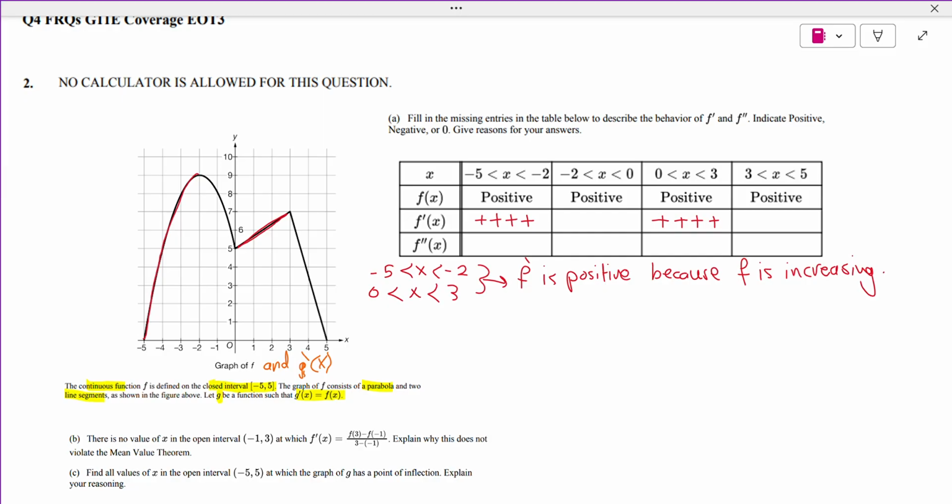Now, what happens from -2 to 0? Well, it's decreasing. From 3 to 5, it's decreasing. If it's decreasing, that means its derivative will be negative, right? Its derivative will be negative. So, from -2 to 0 and from 3 to 5, f prime is negative because f is decreasing.